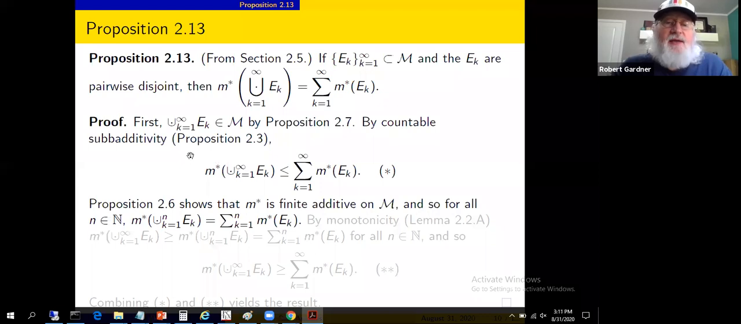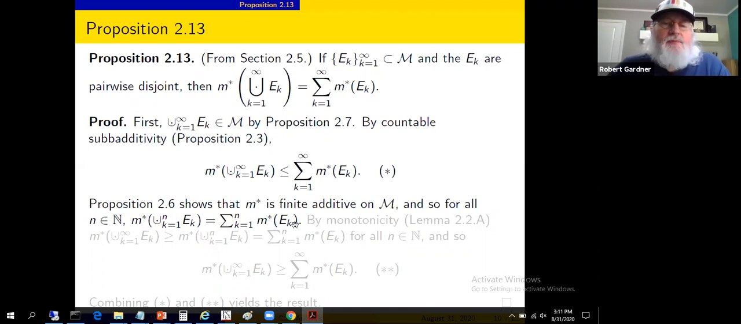By subadditivity, we know the outer measure of the union is less than or equal to the sum of the outer measures. Outer measure was subadditive all along. That's not good enough. That's why we're going through all of this stuff, but it still holds. It's countably subadditive on this collection of sets, for example.